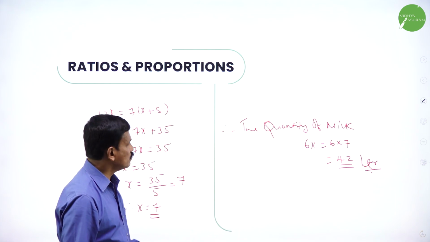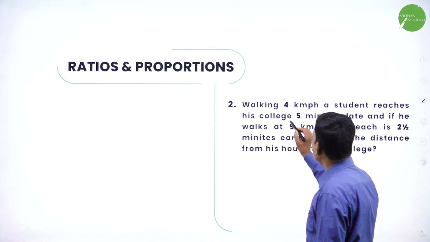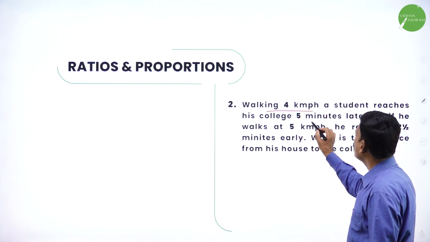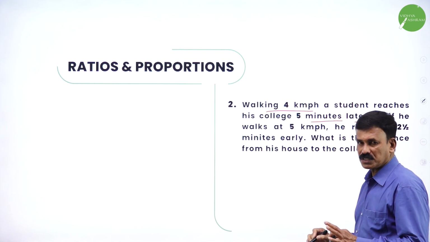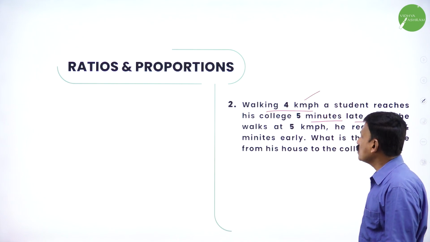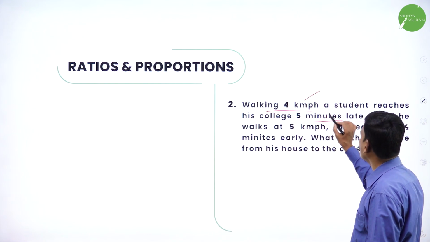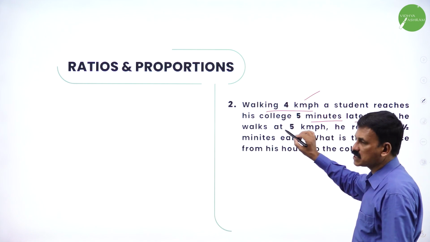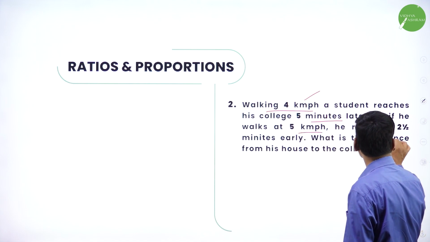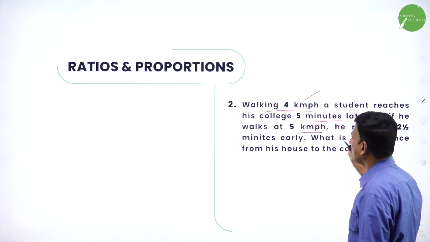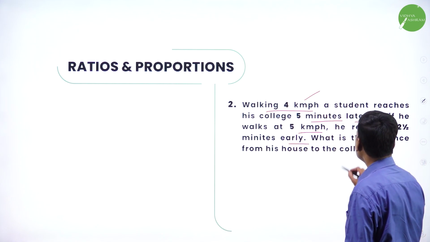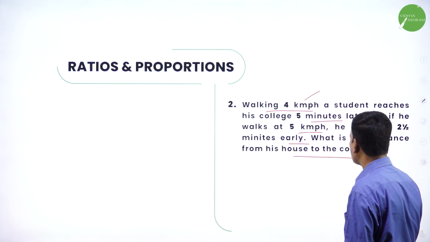Now move on to the next problem. By walking at 4 kilometers per hour, a student reaches his college 5 minutes late. And if he walks at 5 kilometers per hour, he reaches 2.5 minutes early. What is the distance from his house to the college?